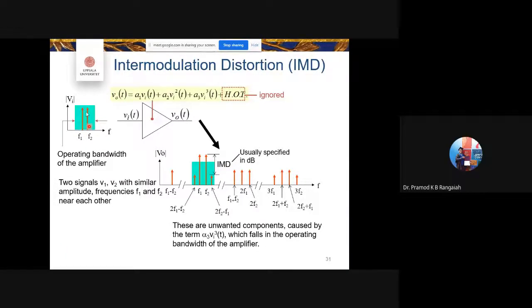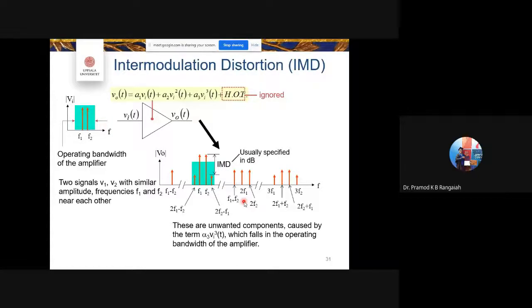Say I'm amplifying two signals, F1 and F2. The mix of those signals will come with respect to intermodulation, or most of both will mix up. This will create a lot of unwanted components in our output. That has to be avoided.